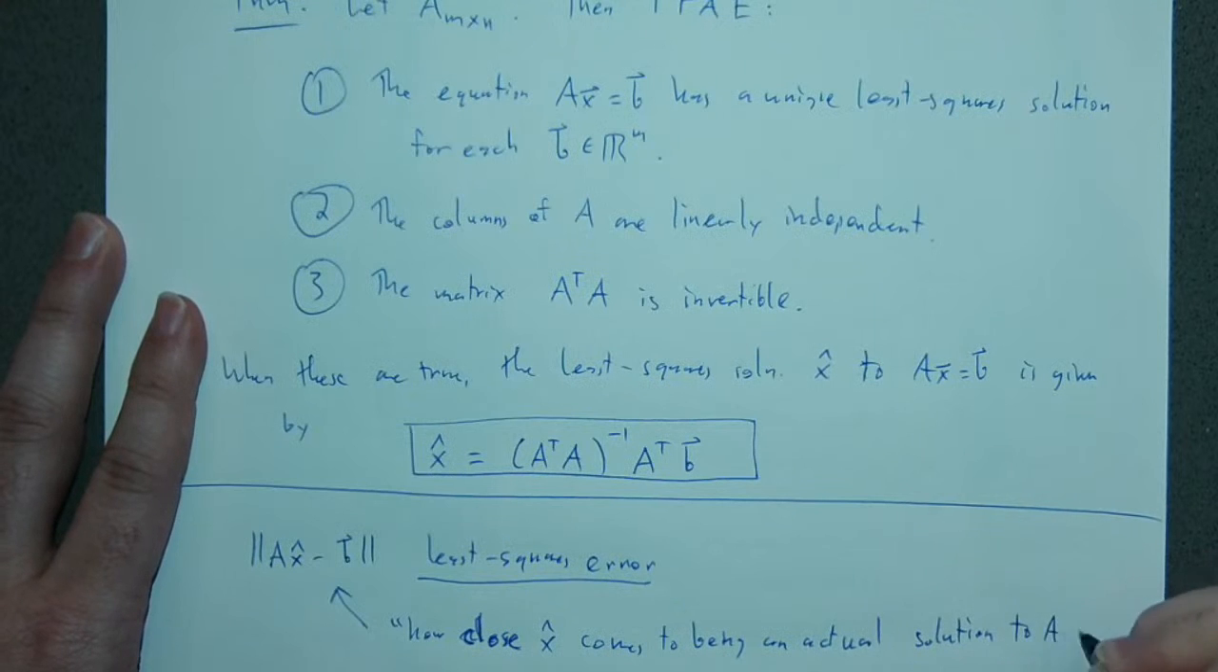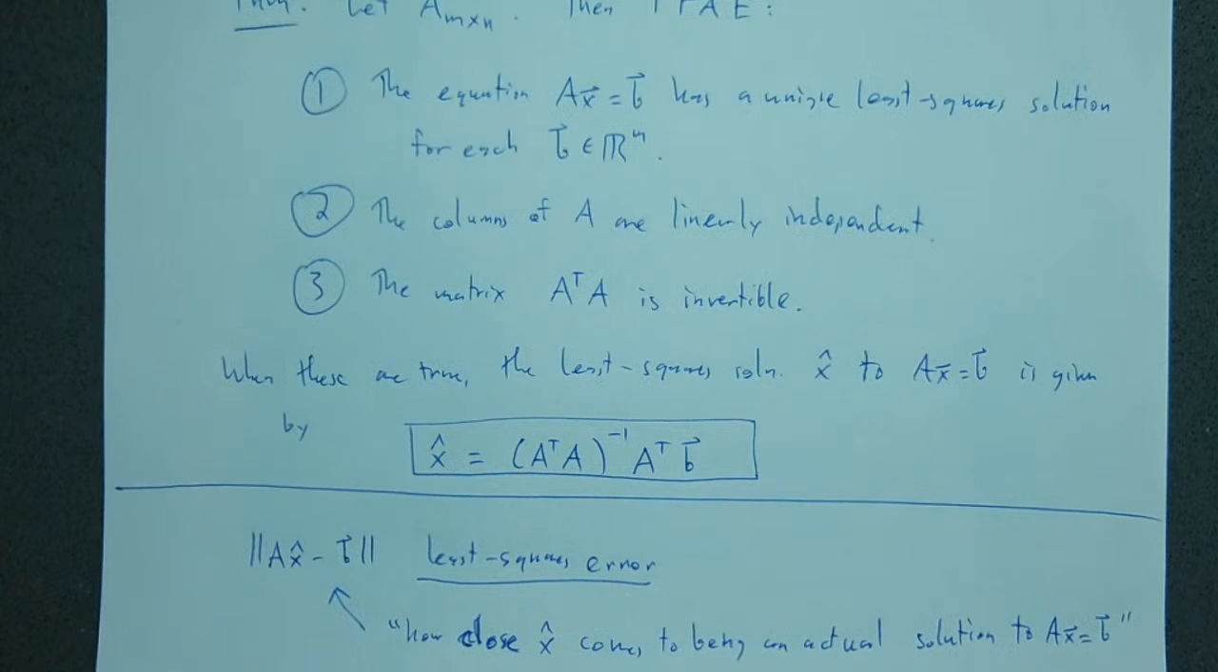To Ax equals b. Right, this is what that distance is measuring, literally. And so this is the obstruction, this positive number is the obstruction to x hat being a real solution. It's how far off you are.